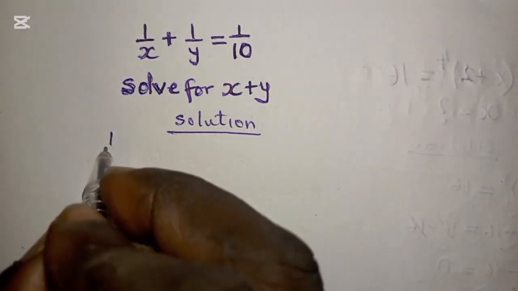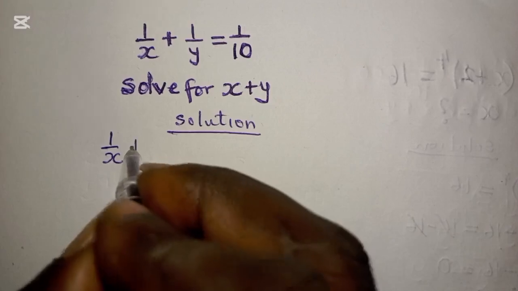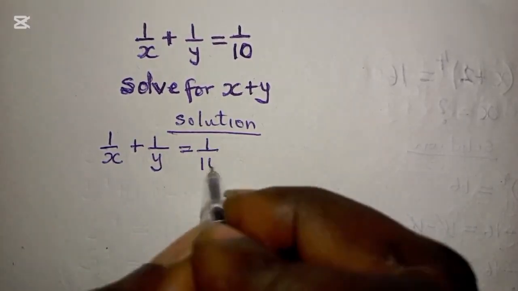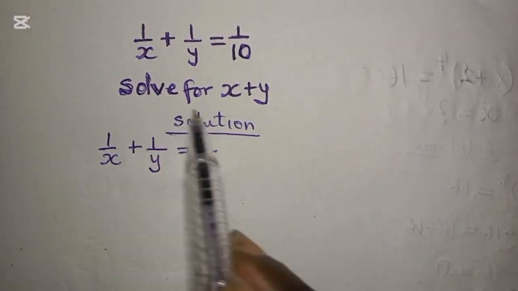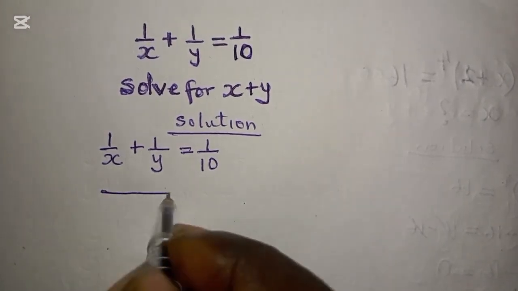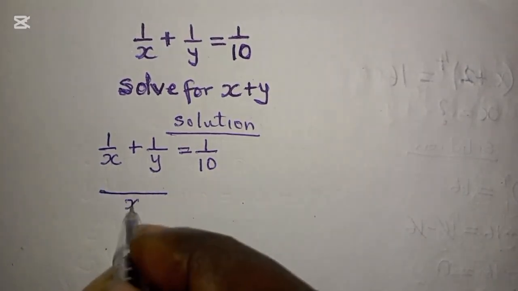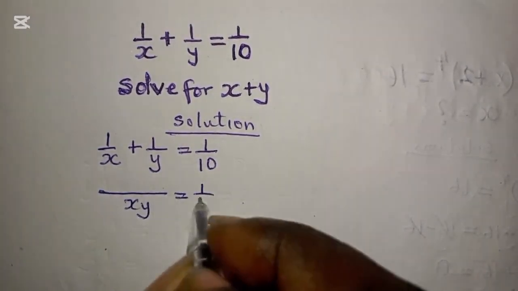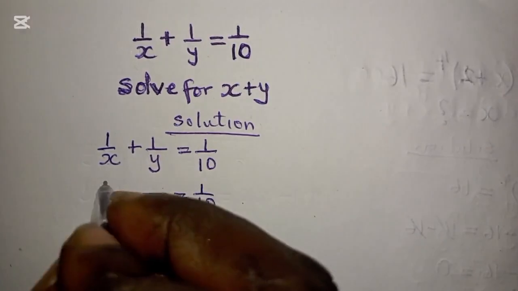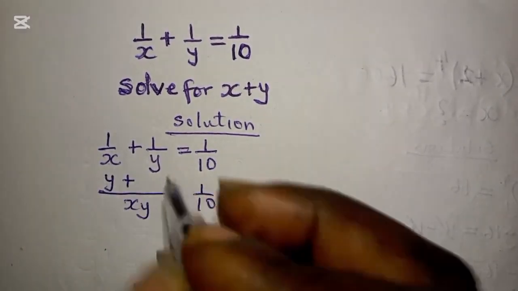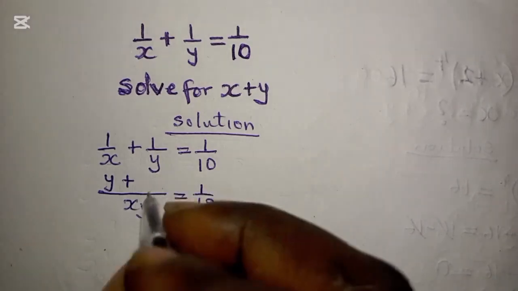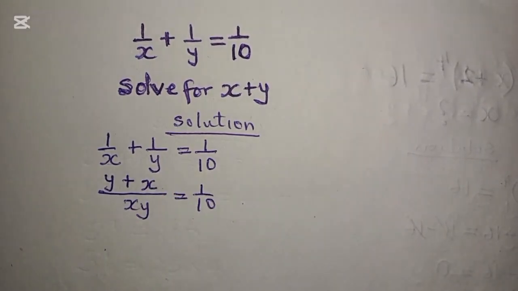We have 1 over x plus 1 over y equals 1 over 10, and we are asked to find x plus y. So the first thing is, let's find the LCM of x and y, which is xy, equals 1 over 10. So xy divided by x, that's y times 1, that gives us y, plus xy divided by y, that's x times 1, that gives us x.